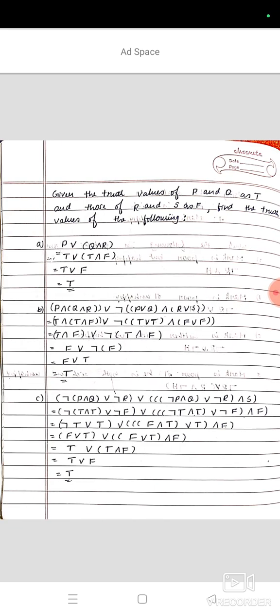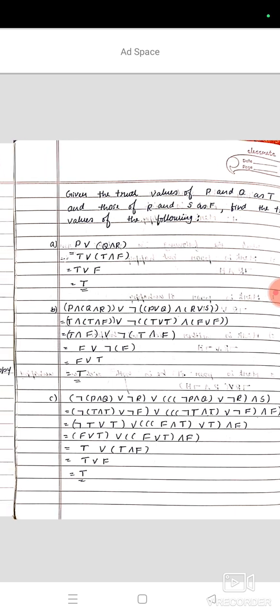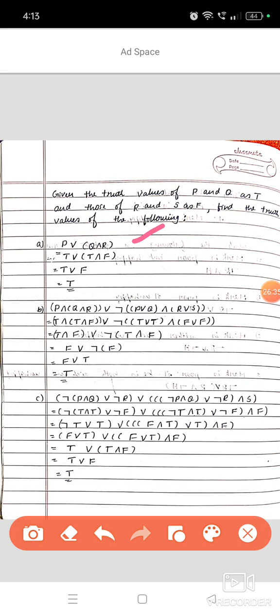Next, given the truth values of P and Q as T, means true. P and Q are true. Those of R and S are false. Find the truth values of the following. What is given? P or Q and R. Now we'll substitute the truth values. After that we can simplify the connectives. Here the truth value of P is true. So everywhere instead of the term you substitute its truth value.